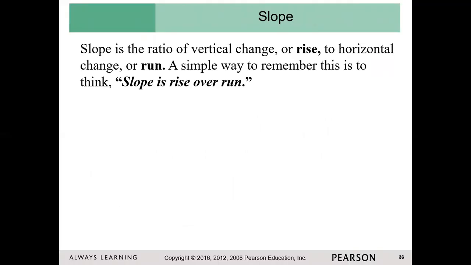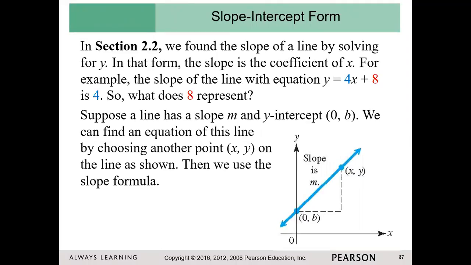So writing equations of lines. Again, this is just a reminder: slope is a rise over run from one point to another point, and there are some forms that we're going to talk about in this section. One of them is called slope-intercept form. Slope-intercept form of a linear equation deals with two things: your slope, whatever your coefficient of x is, and the y-intercept.